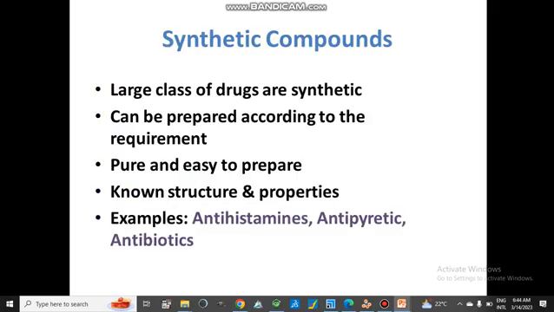There is a large class of drugs which are synthetic in nature and which can be prepared inside the lab, and which are commercially available drugs. This method is easier, and when we synthesize, the properties are known and we can obtain drugs according to our requirement. The examples of synthetic drugs are antihistamines, antipyretics, antibiotics, and some other drugs.